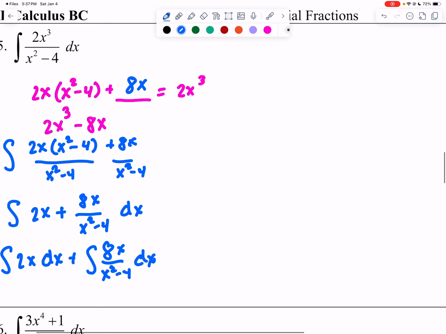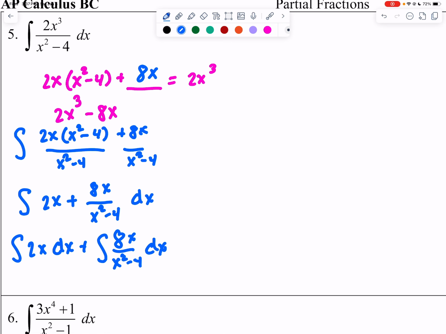And then what I want you guys to do is pause the video, try your partial fraction decomposition, and see what you get.